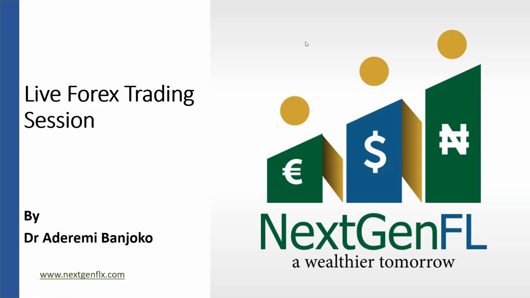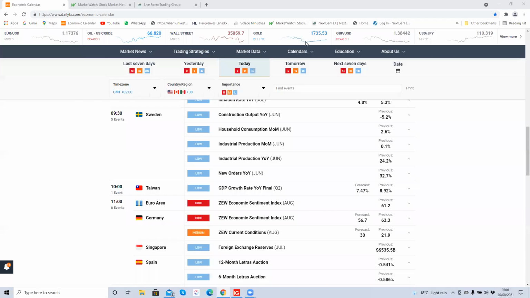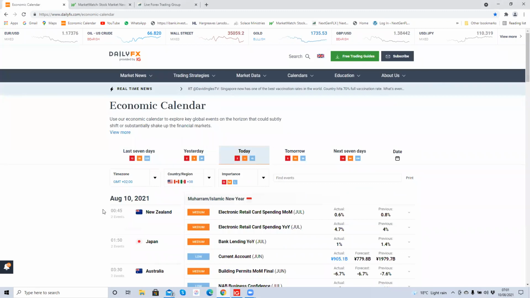Okay, so as usual, we start off by looking at the economic calendar, which will set the tone for the day and the week for us. So let me bring that up. Looking at the economic calendar, today is Tuesday, the 10th of August. And again, make sure you set your economic calendar to your own time zone, wherever you're based. The times I'll be quoting are GMT plus 2 times.